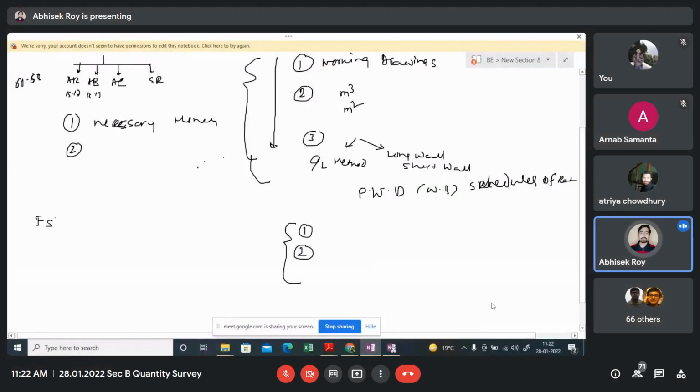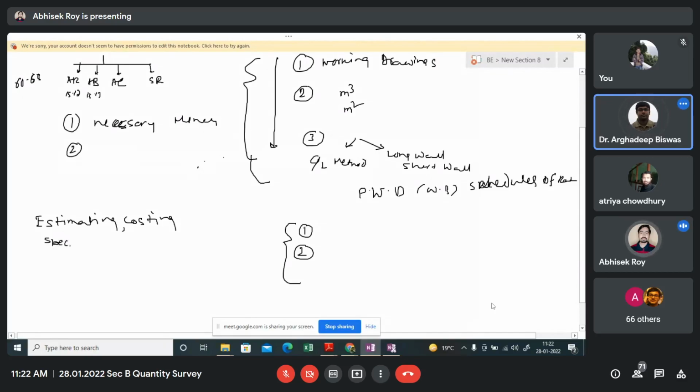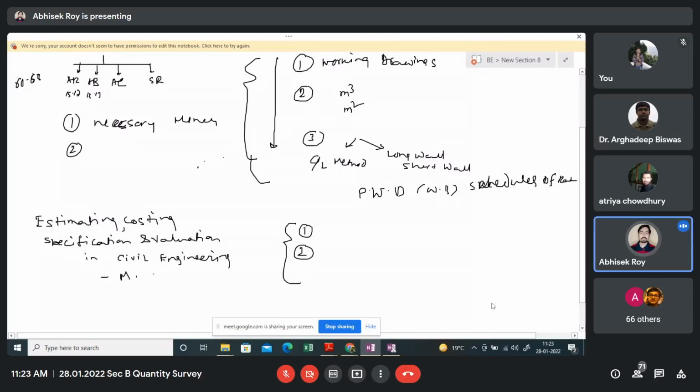Okay, there is another book whose title is Estimating and Costing by G.S. Birdi. That book is also very good. So the book by M. Chakraborty and the book by Birdi, that also you can refer. Okay, the name is Estimating and Costing, authored by G.S. Birdi.